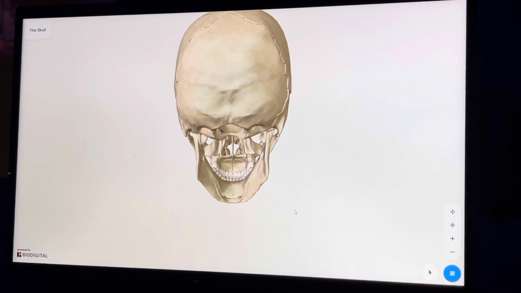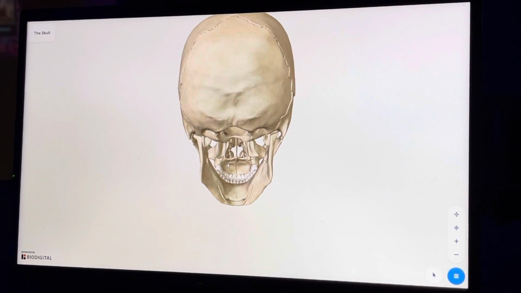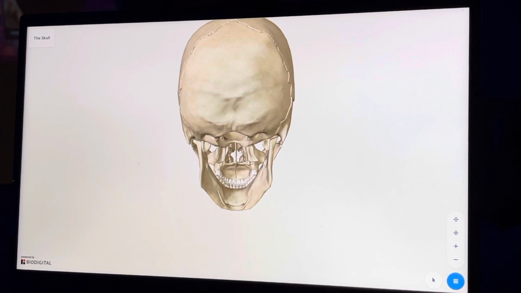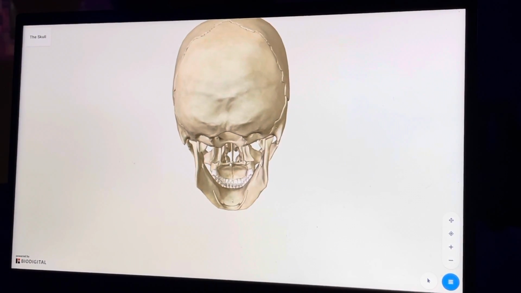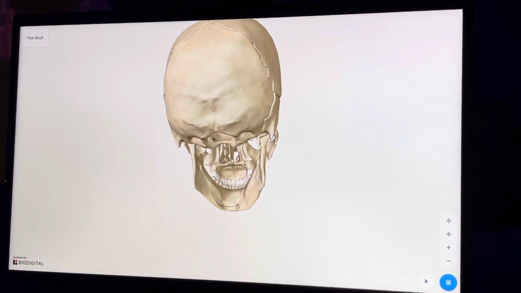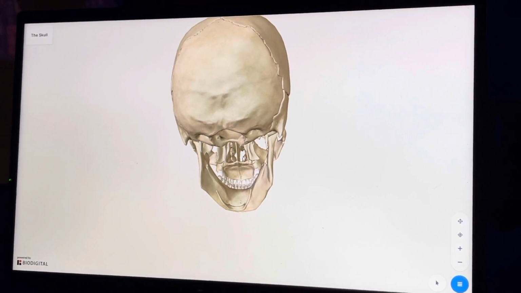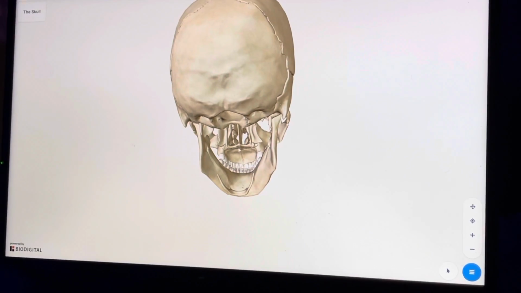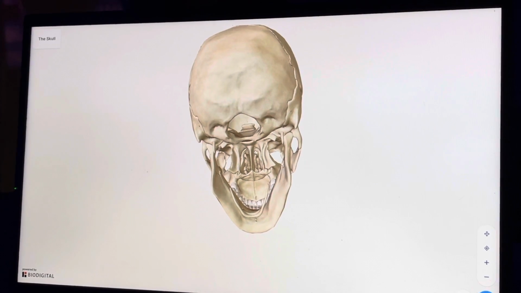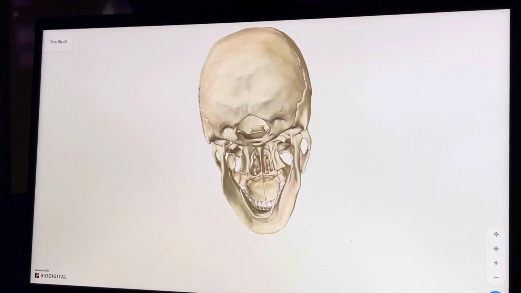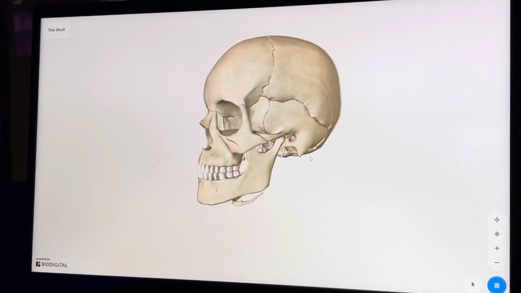Now right here we also have the vomer bone, this tall straight guy right there. If you turn to the side, you can see how it kind of goes up a little bit. And then we also have the palatine bone, which is this guy right here that goes up and kind of connects right there. So let's go ahead and jump back to the front here.